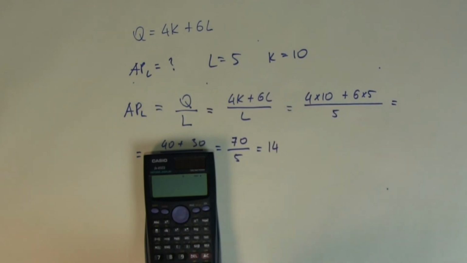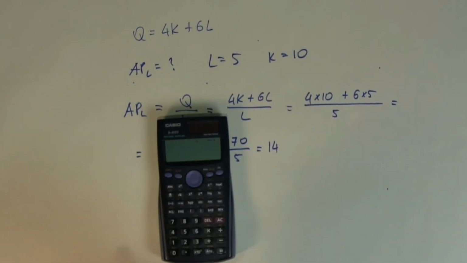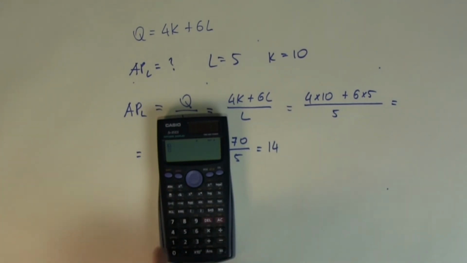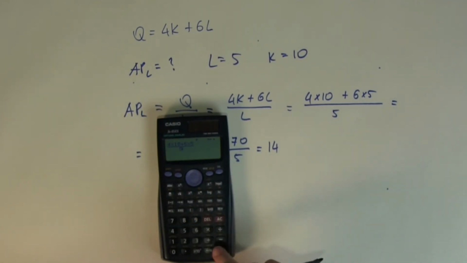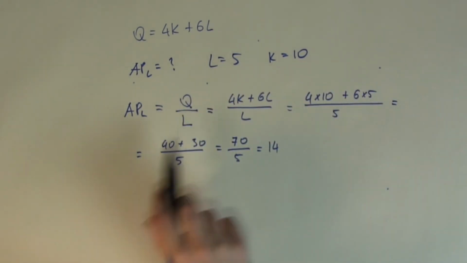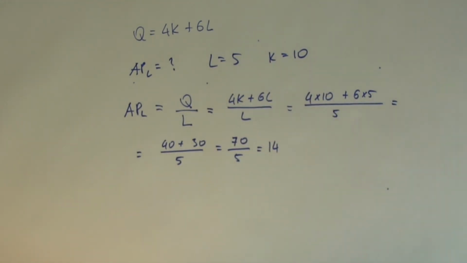Now, if I wanted to be very, very lazy, I can just put it all into the calculator in one go and let the calculator do the calculation. For that, I would need to put the fraction in first. Then 4 times 10 plus 6 times 5. Then come down and give 5 to the denominator, and that is equal to 14. So if you're not very familiar with all these nitty-gritty calculations, don't worry, you are allowed to use the scientific calculator.